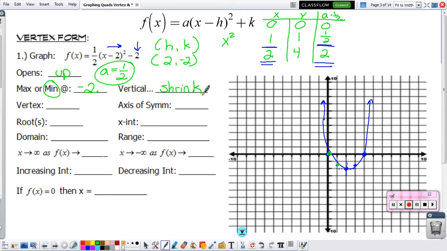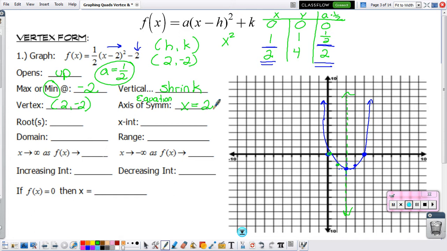The vertex of this graph was 2, -2. All quadratics have an axis of symmetry, and it has to be written as an equation. The axis of symmetry here is that vertical line that goes through the vertex, and we write it as an equation: x equals 2. It does have to be written as an equation.